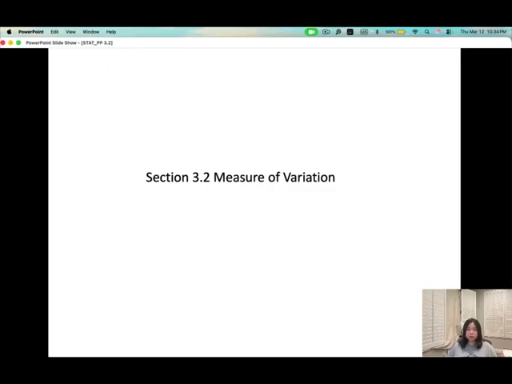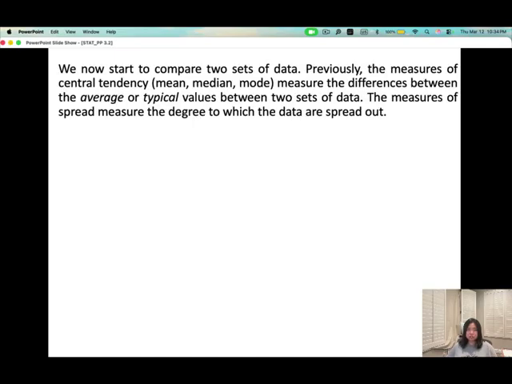Session 3.2, Measure of Variation. In session 3.1, we learned about the central tendency. We know how to find the mean, median, and the mode. In these sessions, we will learn how to find the range, standard deviation, and variance, and how to measure the spread of data.